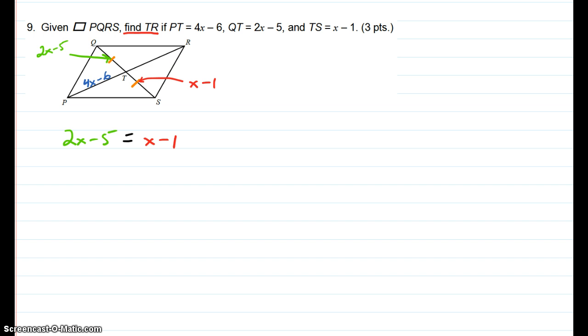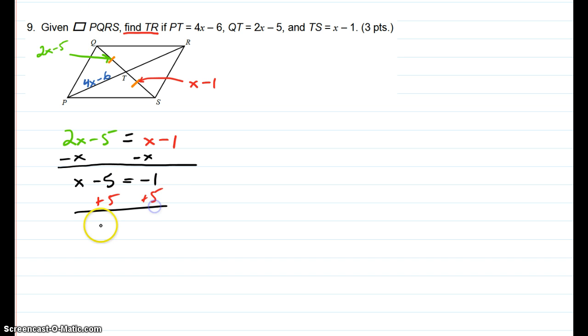So now we can just solve this. So let's go ahead and subtract the x over. And so I get x minus 5 equals negative 1. Move the 5 over. And so now I end up with x equals 4.